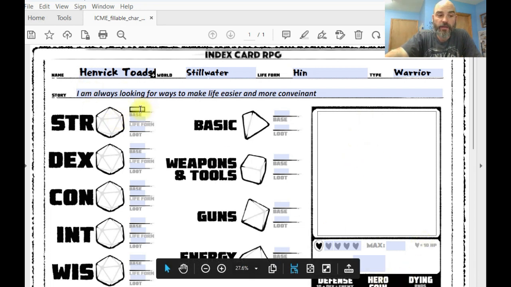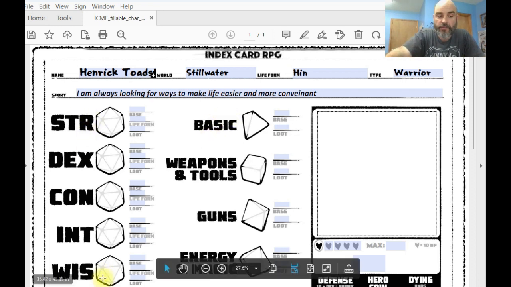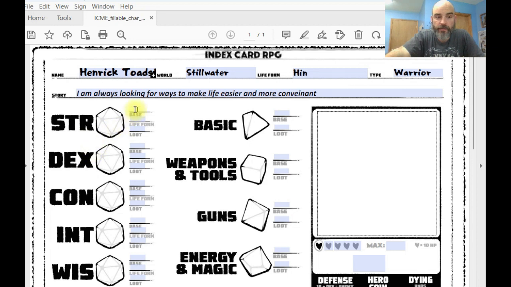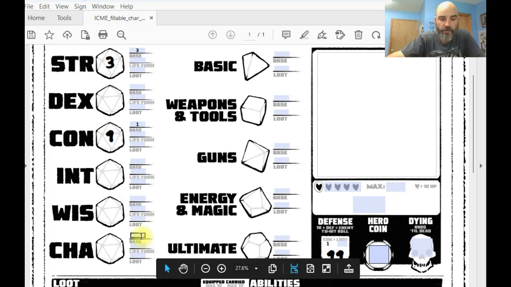Next up, we're going to do strength and all the scores. So the basic rule is you get a total of 6 points that you can put in any one of these categories. And my personal rule is you can max out at 5. So Henrik Toadstomp is a warrior. I'm going to put 3 points into strength. And he's a pretty hardy fellow, so I'm going to put 1 point into constitution. And he's kind of charming, so I'm going to give 3 points in charisma. If you notice, dexterity, intelligence, and wisdom are just going to get a straight 0.